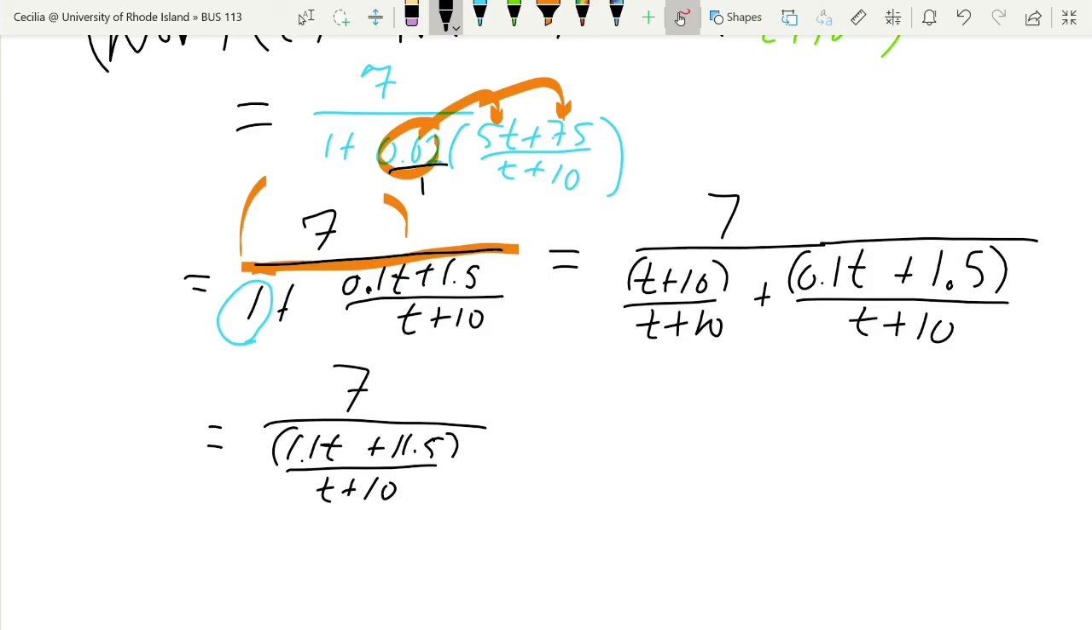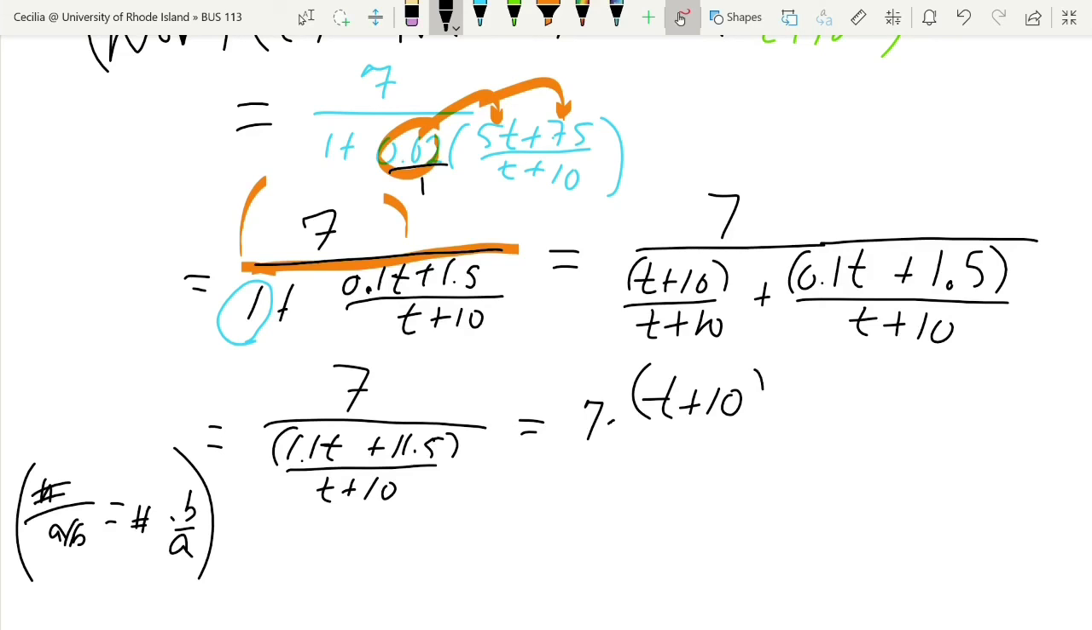So when you have a number divided by a fraction, this is equal to that same number times the reciprocal of the denominator. So that's just a reminder that we can write this whole thing as 7 times the reciprocal of the denominator. So we have t plus 10, and in the denominator we have 1.1t, and I'm going to put parentheses around it just to be clear, plus 11.5.